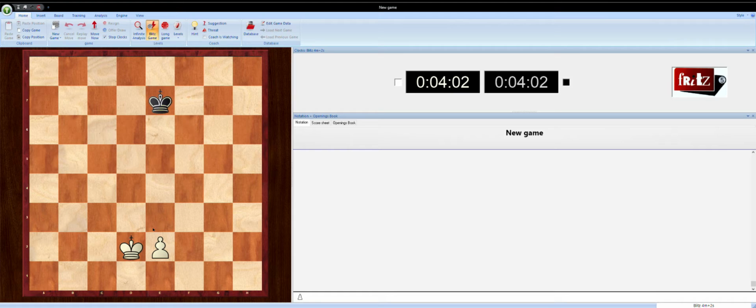So in chess, there are actually two types of opposition. There is the opposition with one square between the two kings, or three squares between the two kings. So in this case, that's exactly what we're going to do. We're going to move the king to e3.